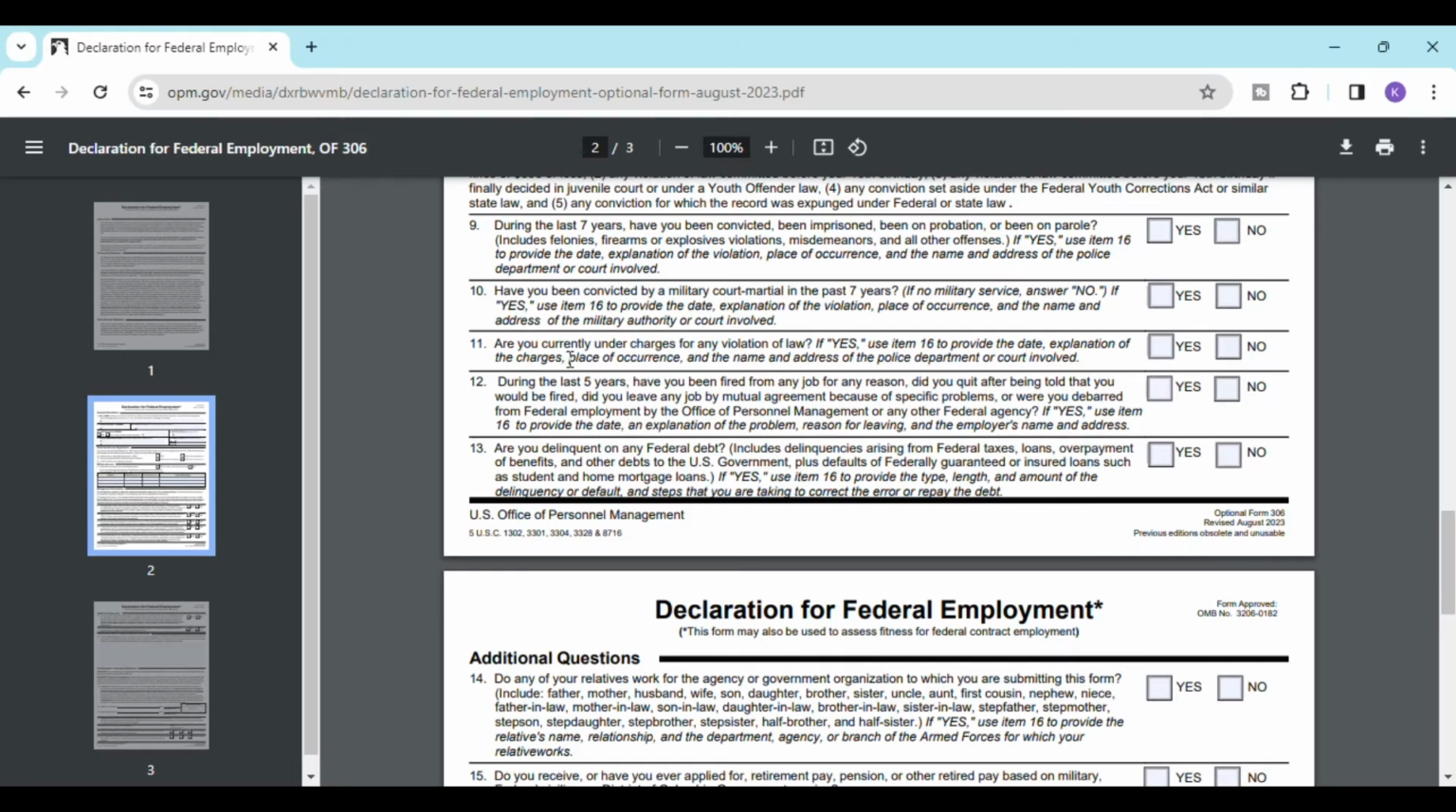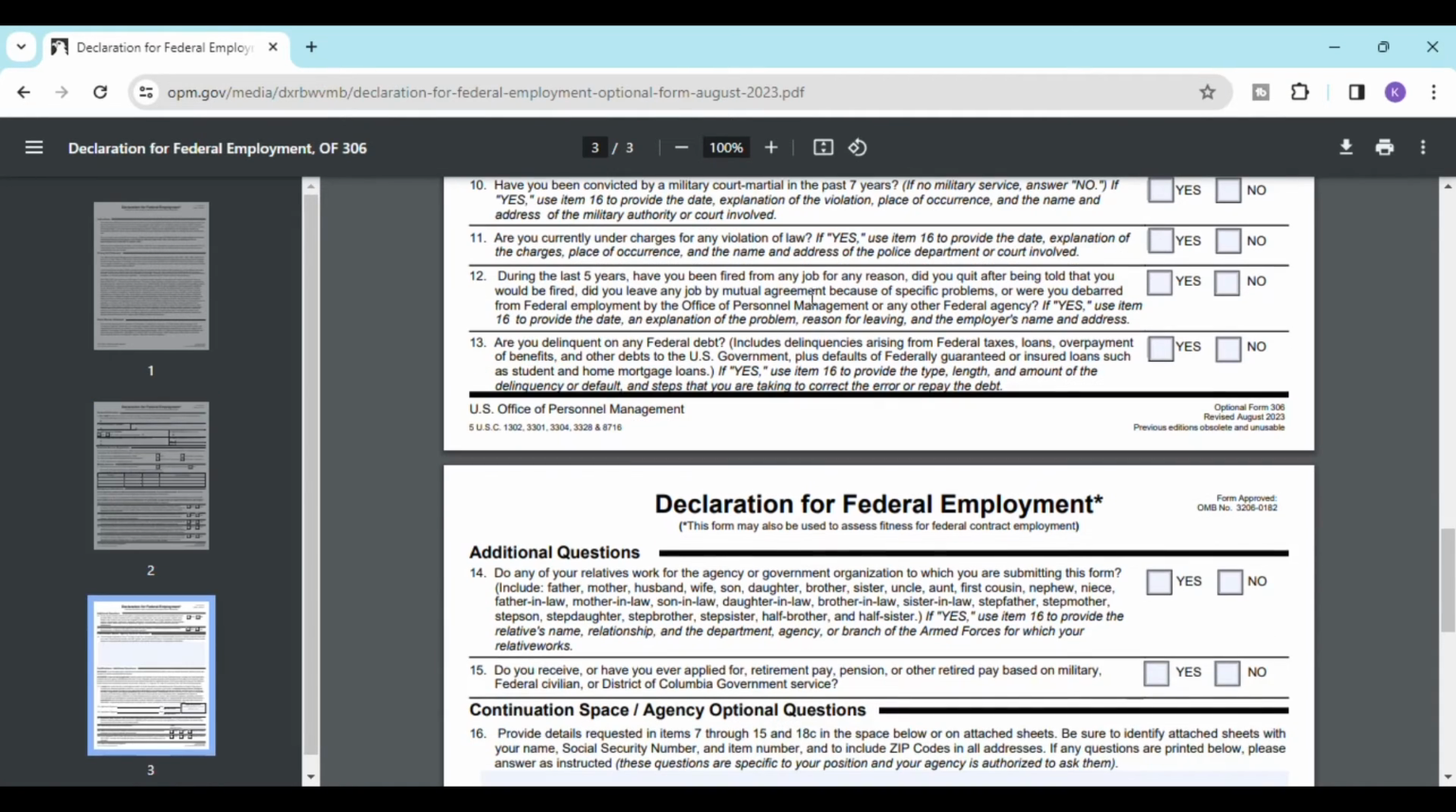Now number 11, this one's going to be the one that catches a lot of people. So are you currently under charges for any violation? This is going to be, have you been arrested, but you haven't officially been convicted yet, potentially. These would be things that you would check yes to, and you would explain it. What date, so when it happened, explanation of what happened, where did it happen, and the name and address of the police department or court involved.